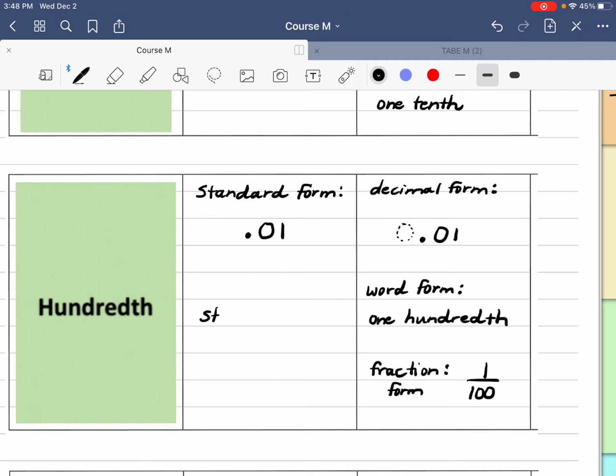Standard form, we know it's going to look a little strange. All standard form looks strange. But I'm sorry, scientific, not standard. I should not have done this video late at night, guys. I've worked a full day and I'm tired tonight. So scientific form is going to be the 1 times 10 always, and it's to the negative 2 because it's 2 places after a decimal.